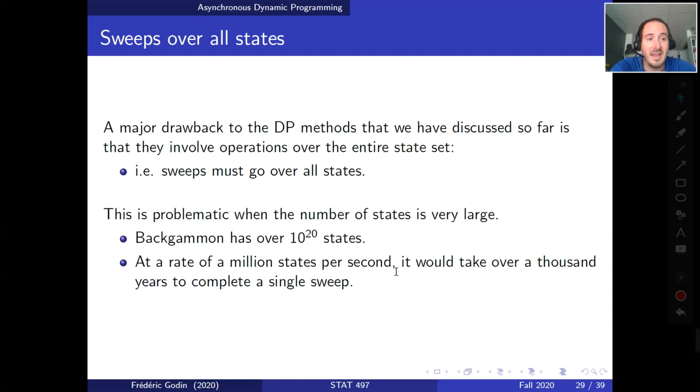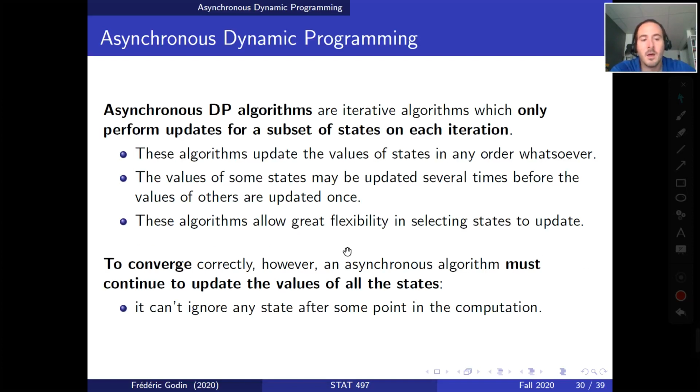So in that case, we have to rely on something else. When the number of states is too large and it's impossible to do a single sweep of the states, to go exactly through all the states to do either value iteration, policy evaluation or policy improvement, then you have to rely on something else. There was another family of algorithms developed in dynamic programming to handle this situation, and this is called asynchronous dynamic programming.